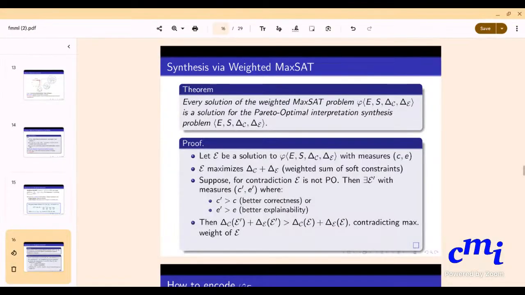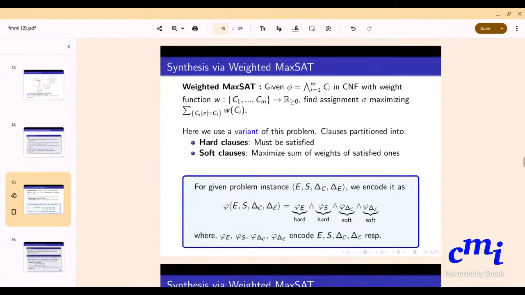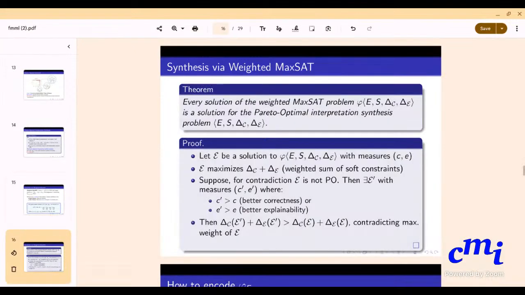So before going into the encoding, you didn't explain how it was encoded. Just before going into the encoding, I wanted to prove that a weighted maxat problem instance, that every solution of the weighted maxat problem is a solution for the Pareto optimal synthesis problem. But that requires your encoding, no? So why did you skip over the encoding part of the previous slide?